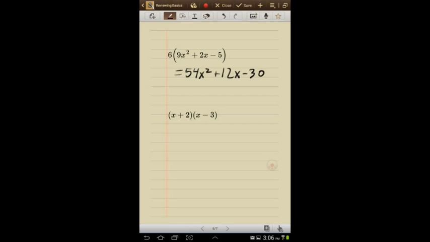Now we got two what are called binomials being multiplied together. You may have been taught it first, outer, inner, last. But it's really just the distributive property again. You have to multiply everything in the x plus 2 parentheses to everything in those parentheses.